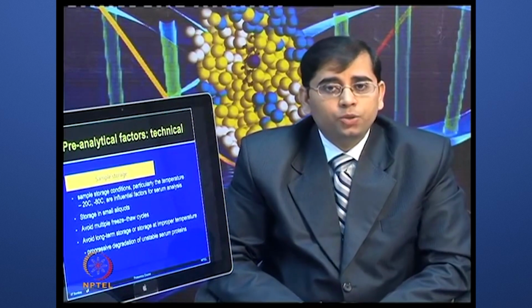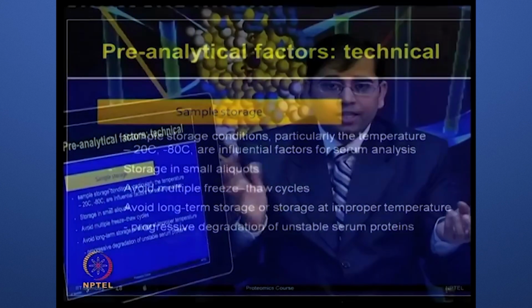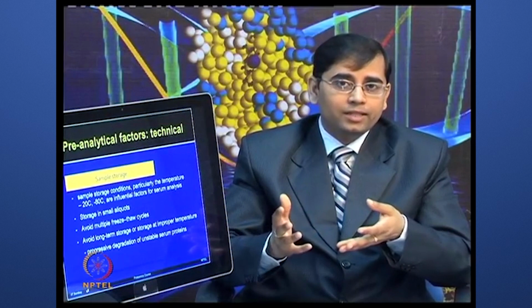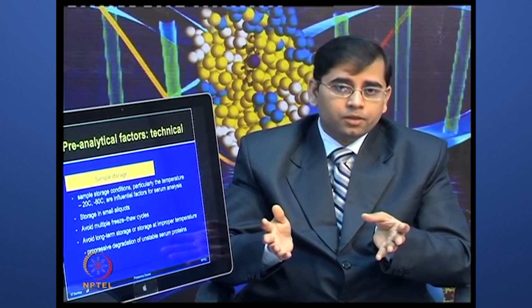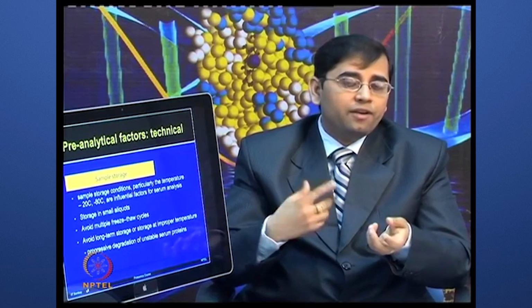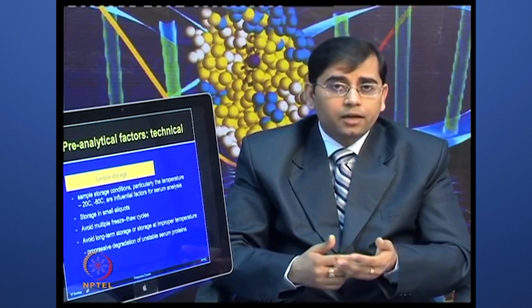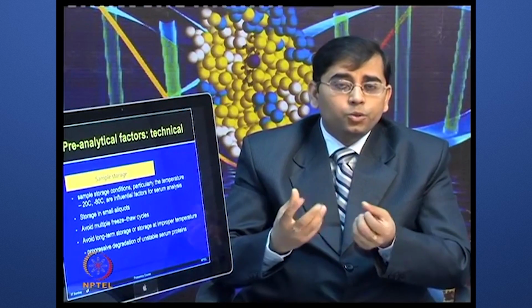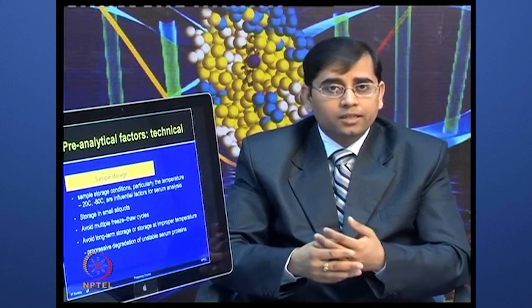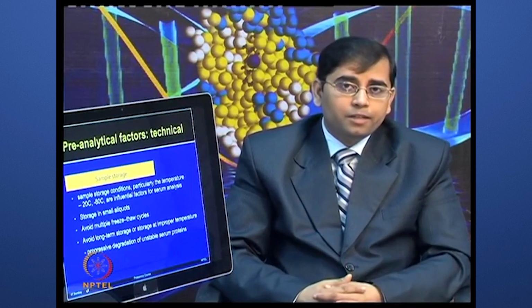Sample storage is another very crucial factor, whether you are storing your clinical samples at -20 degrees centigrade or -80 degrees. How quickly have you saved all the clinical samples, or how much delay was there before the sample was collected and stored? All of these small variations actually influence the sample analysis, the proteome analysis later on. So, avoid multiple freeze-thawing of your samples, store the samples in small aliquots so that you do not have to freeze-thaw the whole sample together, and avoid very long term storage or storage at improper temperature. Try to use freshly stored samples as much as possible, because if the samples are stored for a long time, progressive degradation of unstable serum proteins may occur.